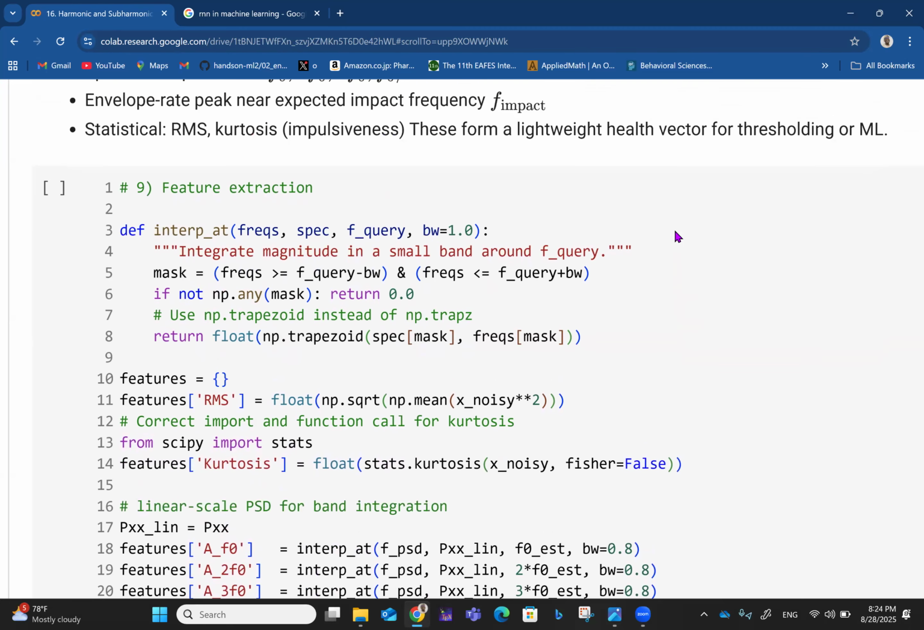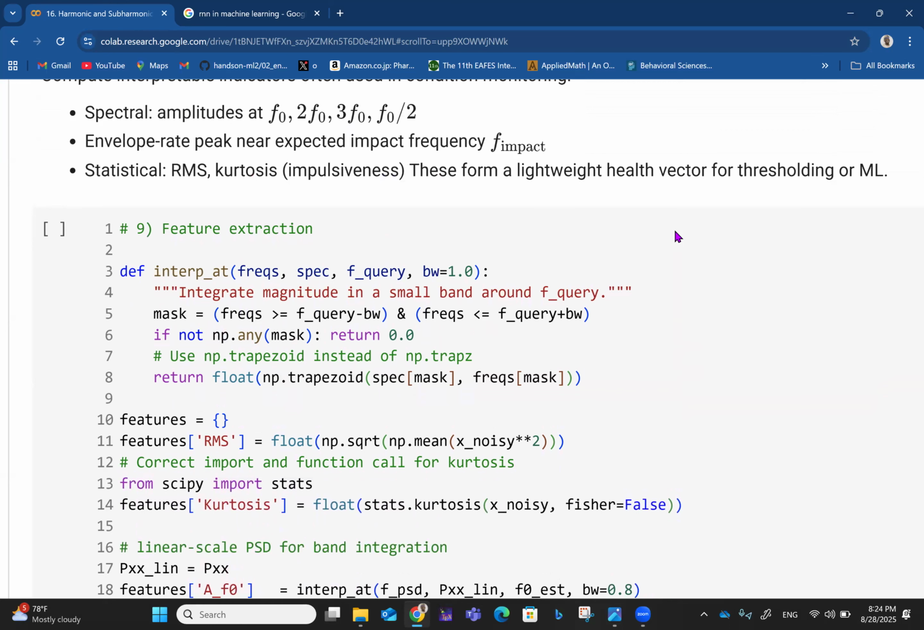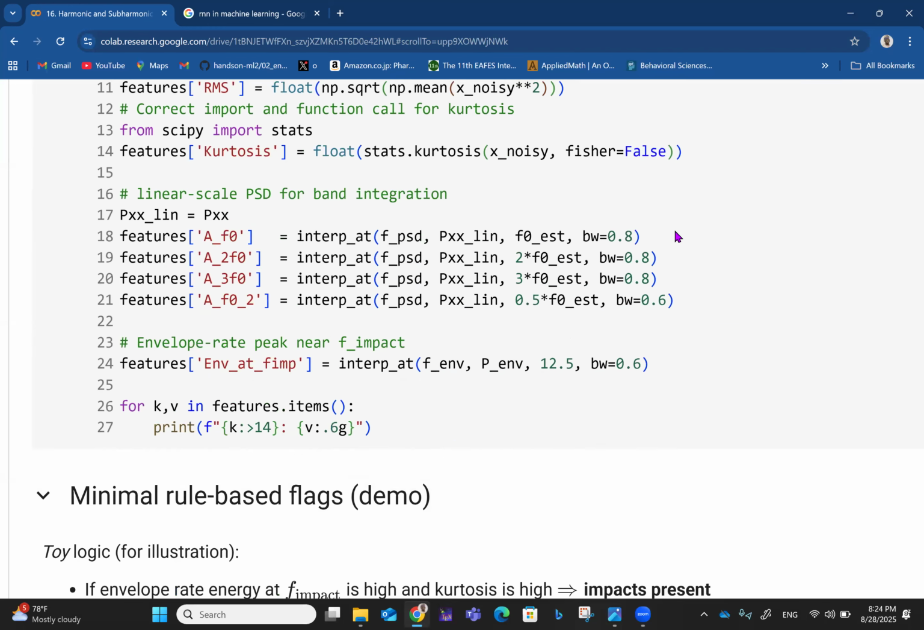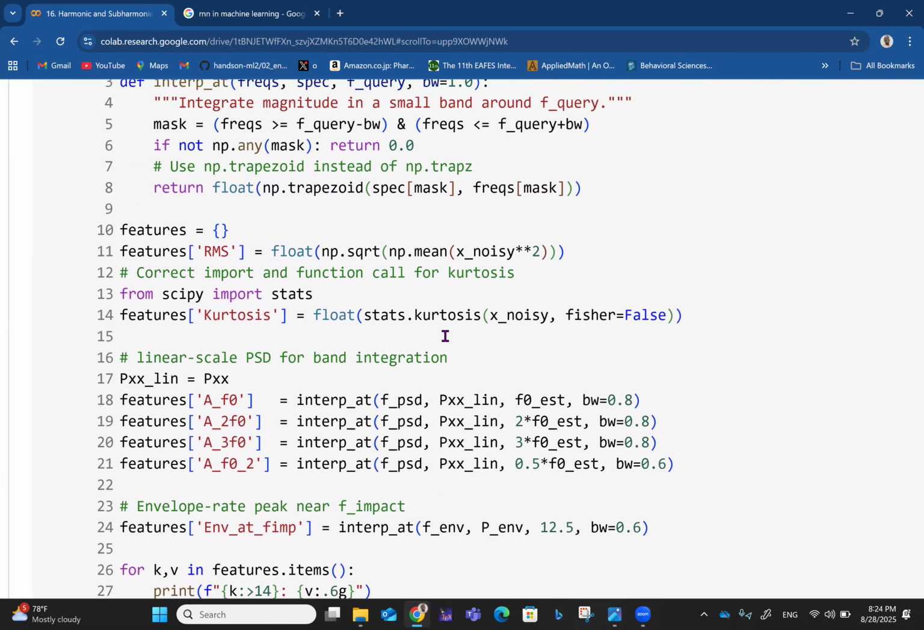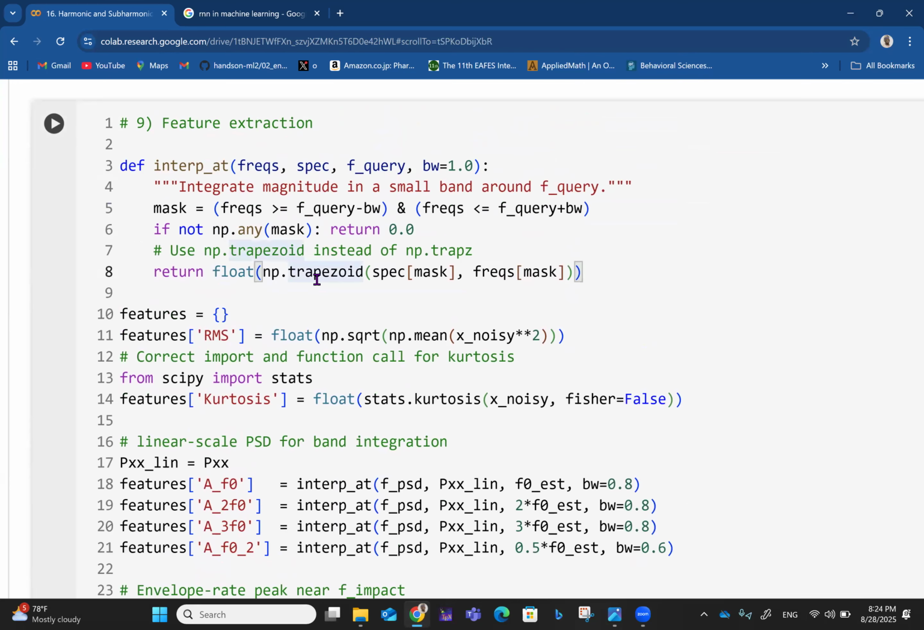So, feature extraction. We talked about the workflow the other time, and now we're talking about feature extraction, where we actually indicate which is the sub-harmonic or harmonic, right? So let's see. In this case, we're talking about some features of the signal.